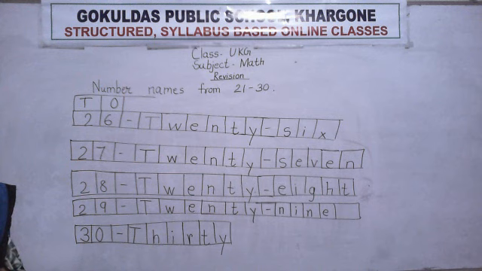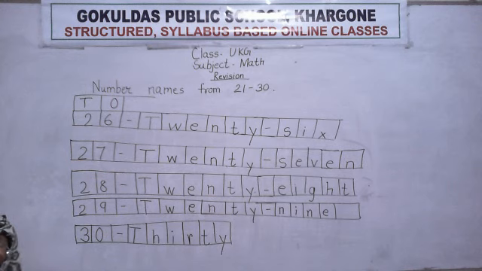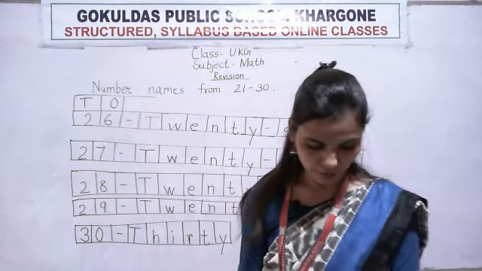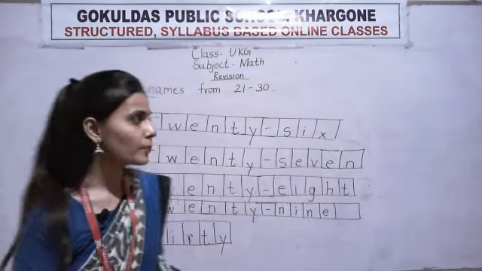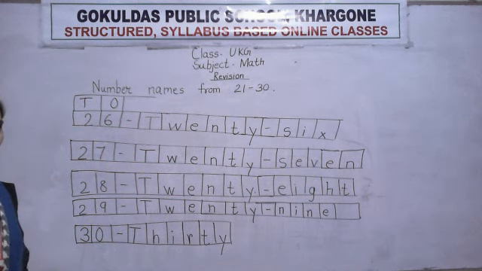So on your notebook you write 21 to 30. Number names from 21 to 30. Write on your notebook. All of you write. Okay. Now I am erasing the board.